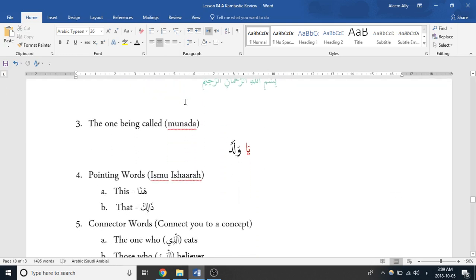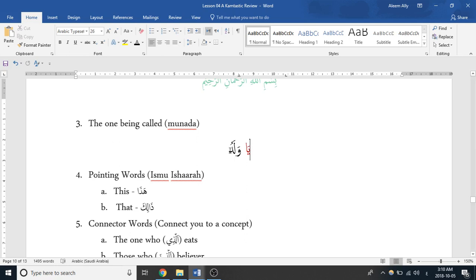Third is the one being called, and this is known as munada. So they're called by what is called a harfu nidah. It's this ya right here. There's about 6 of them, I believe, but this is the most common one. And this ya literally means like oh. So this would mean oh boy, like you're trying to get their attention. Nobody speaks like that, so if you translate it, generally it would just be like boy, right? Or son. Just trying to get their attention.